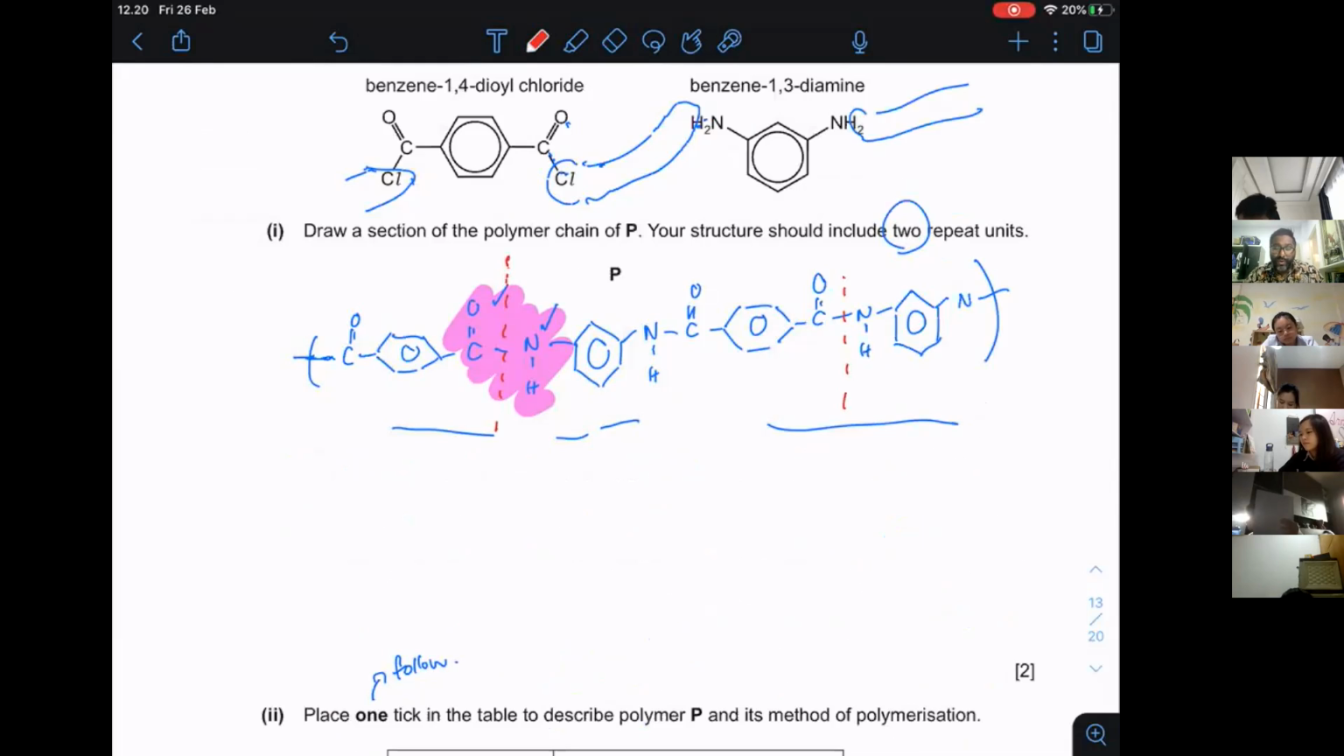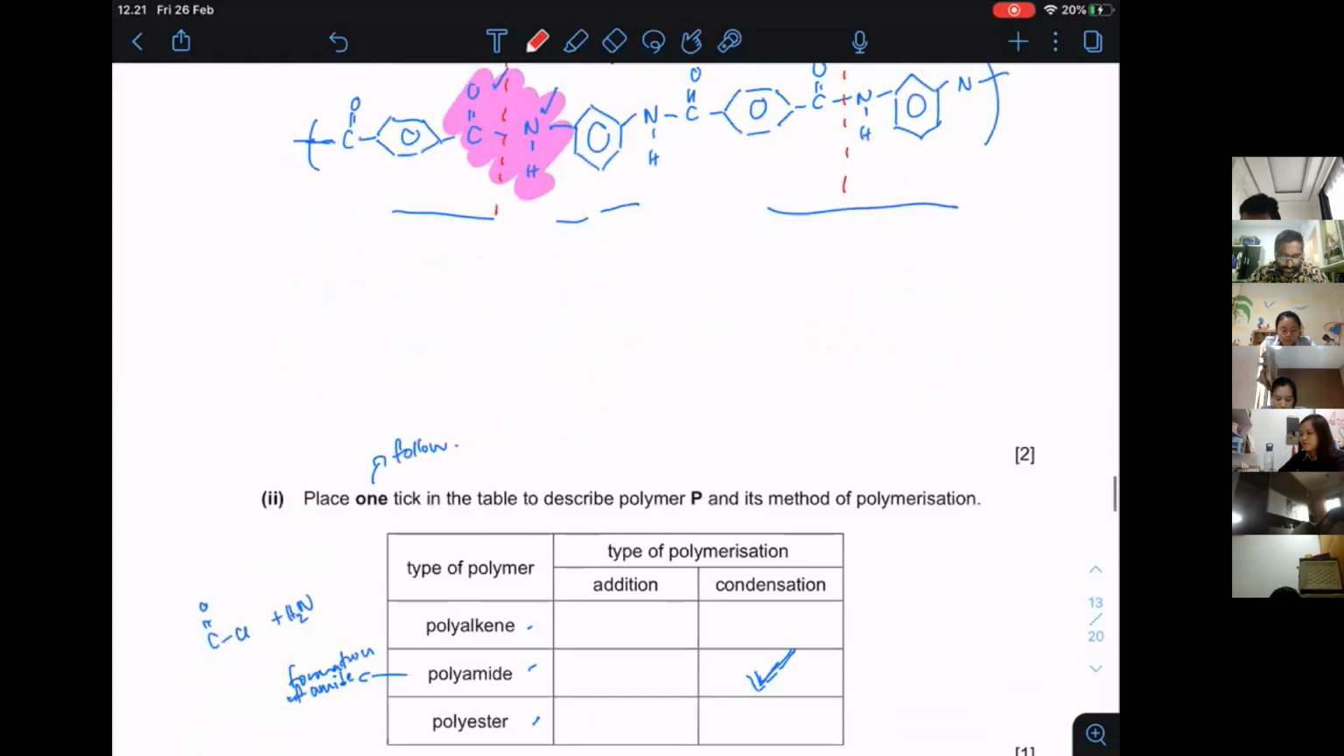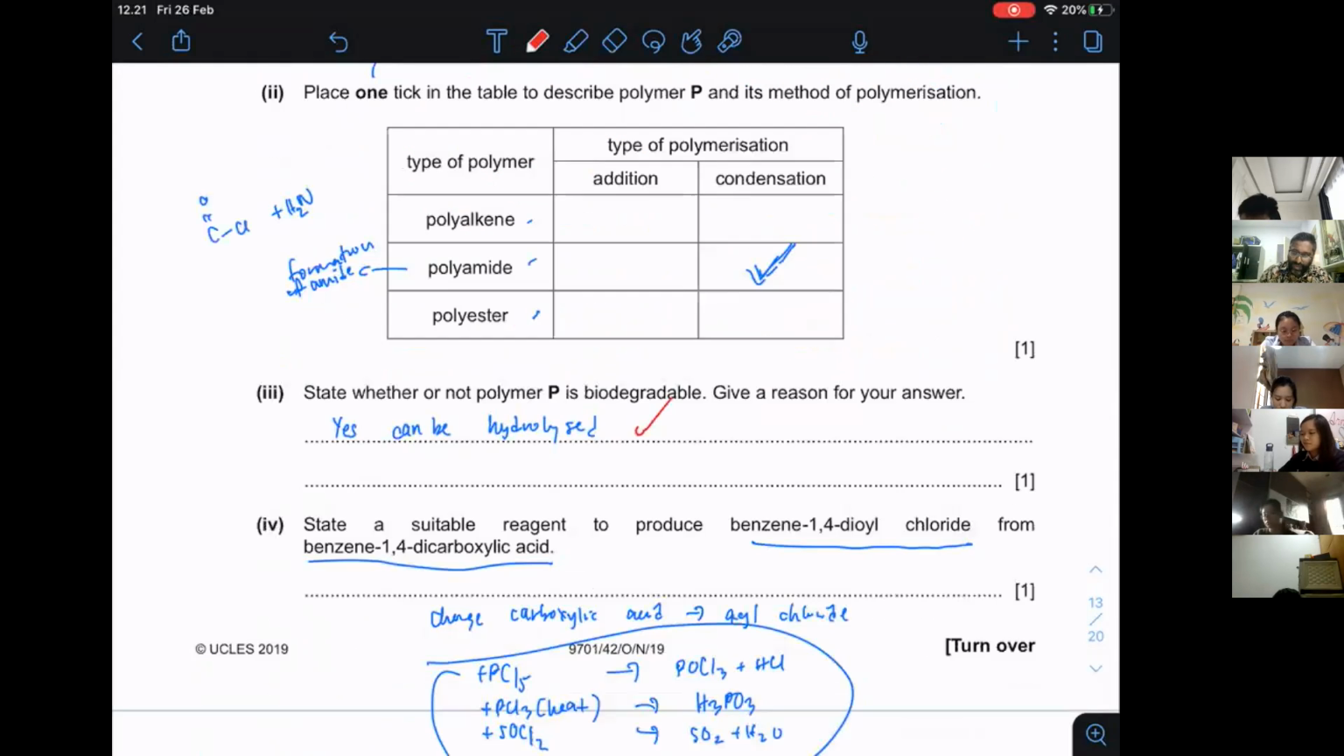There are 2 ways where the bonds can be broken. One is through hydrolysis. Another is the photochemical reaction. It means when you have a certain amount of sunlight or UV light, the bonds are going to be broken. So please read up on this. But for this question, it's condensation, which is related to polyamide, and it can be hydrolyzed.